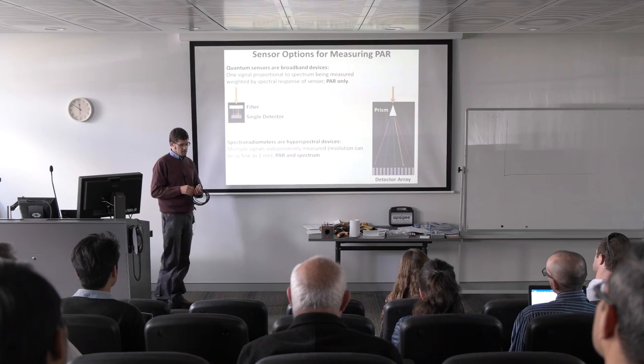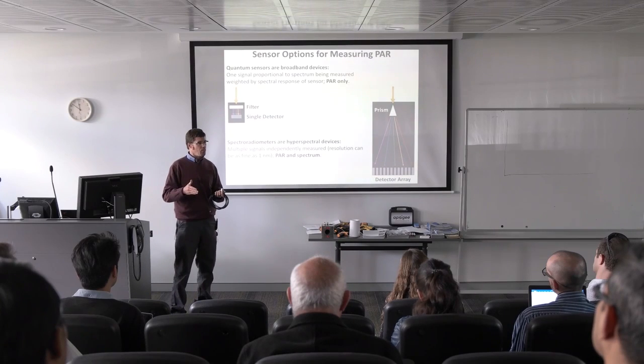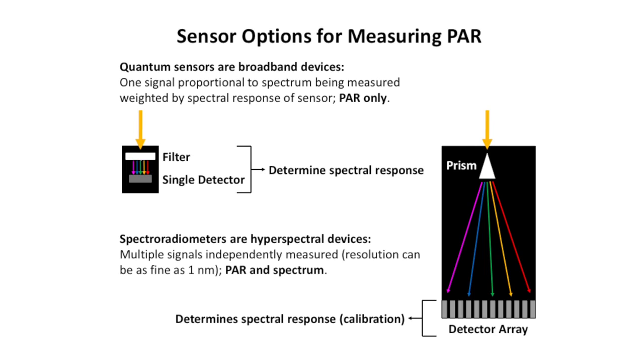And so that number, that voltage that it outputs, is weighted by the spectral sensitivity of the sensor itself. Right? So you have a filter, and the purpose of the filter in front of the photon detector is to try to give us the best match that we can to 400 to 700 nanometers. And then we have a single detector that gives us an output that should be proportional to PAR. And so the spectral response of the sensor is dependent on the transmission of the filter and the sensitivity of the underlying detector.